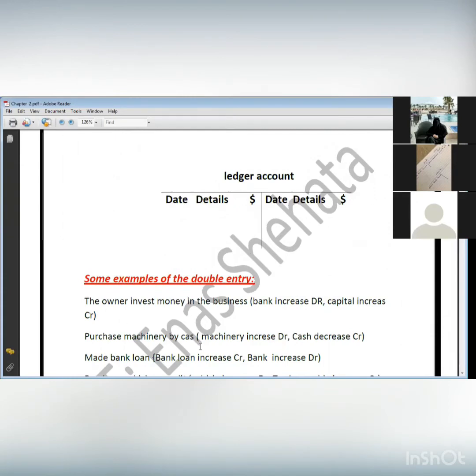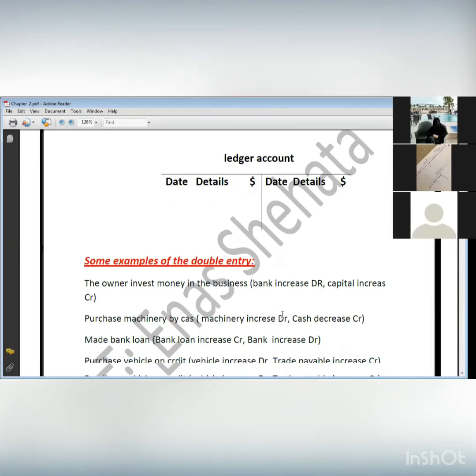Here, the owner invests money in the business. Investing money in the business means that I have capital. As we said, capital is the money invested by the owner. So when the owner puts money in the business, this means that I have capital. Does capital increase or decrease? I put money in, so my capital increases. So will it be debit or credit? It will be credit.